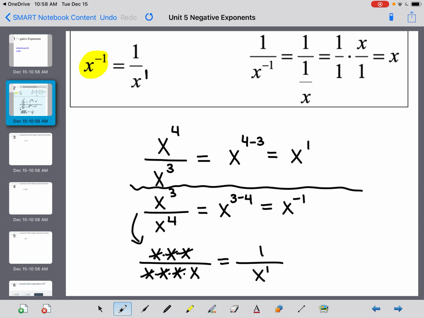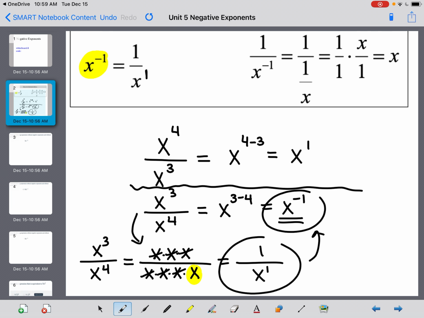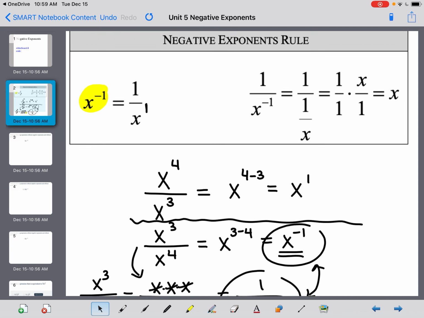But let's see what we did here. We used the quotient rule the first time through, and we ended up with x to the negative first power. The second time through, we concentrated more on where more of our factors of x were in our fraction. We realized they were in the denominator, not in the numerator. So if we subtracted 4 minus 3, but from the denominator, we'd be left with 1 in the denominator. So these two things here are equivalent. We might not have known the negative exponent rule, but we kind of just proved it by looking at this problem in 2 ways.